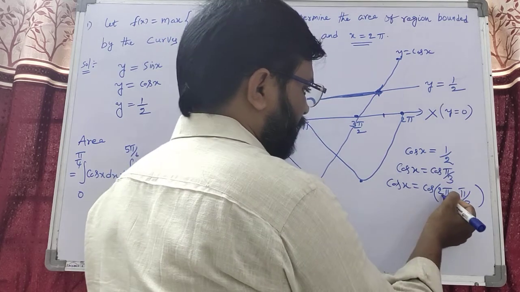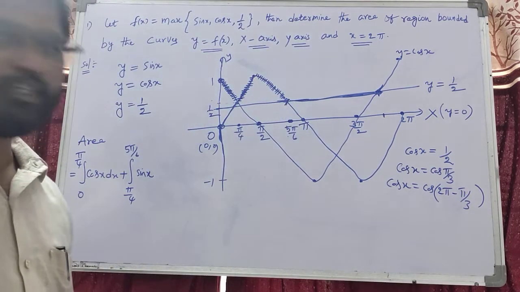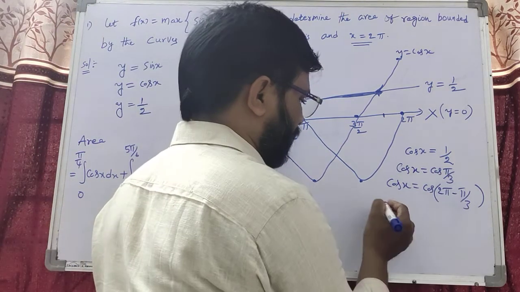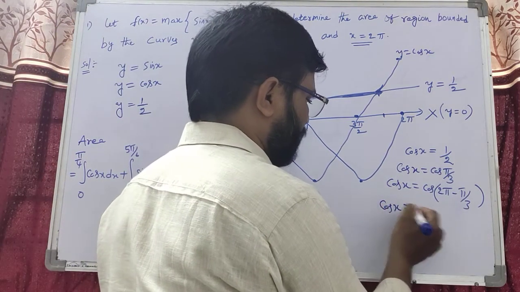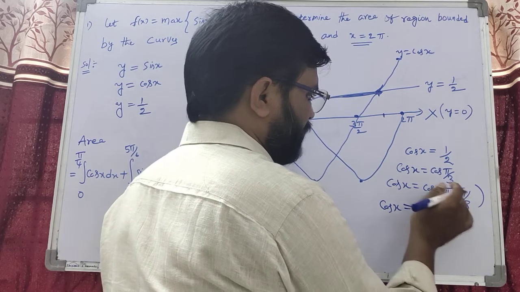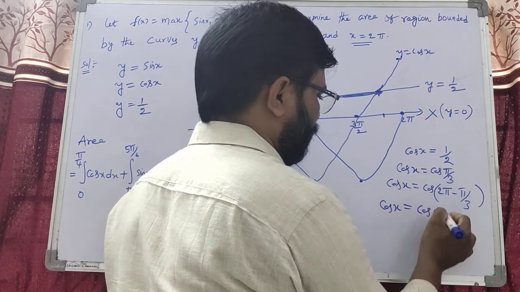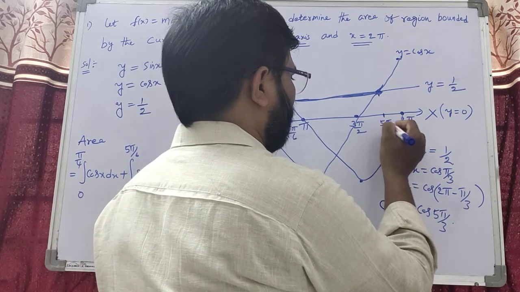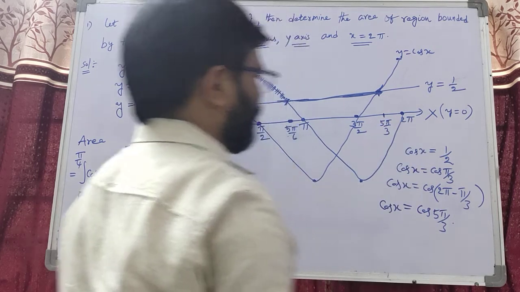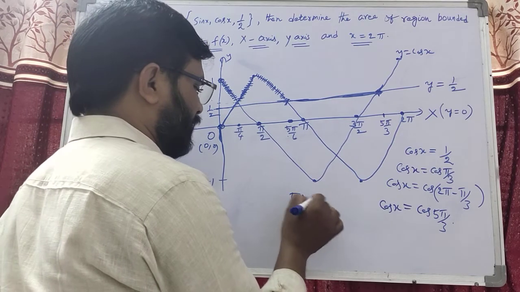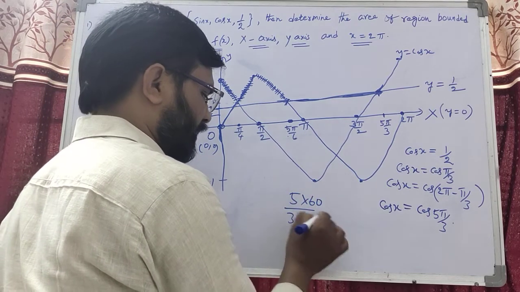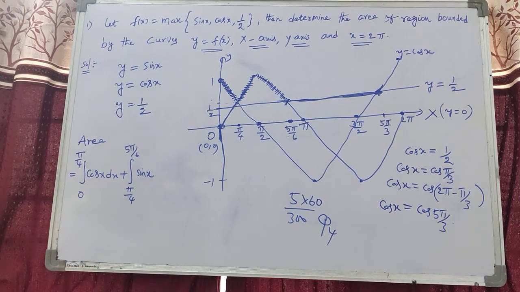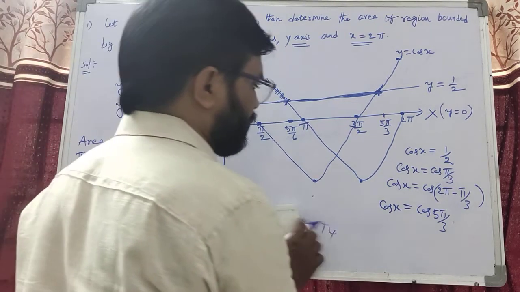Dear students, cos of 360 minus theta lies in the fourth quadrant. Therefore cos of 360 minus theta is cos theta. Therefore cos x equal to cos of 2 pi minus pi/3, which is 5 pi/3. Okay students, this is 5 pi/3. That means 5 into 60, which is 300, which is in Q4. Okay students, now we can write the limits.